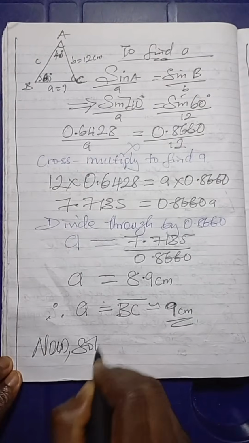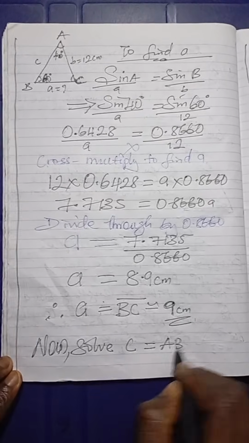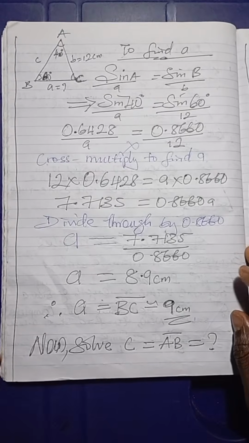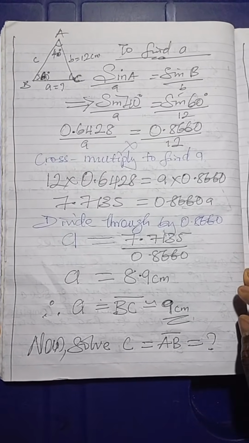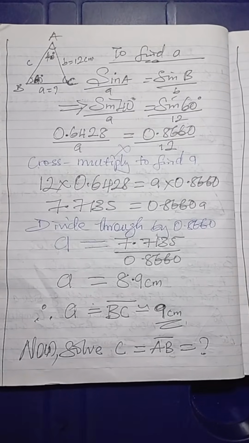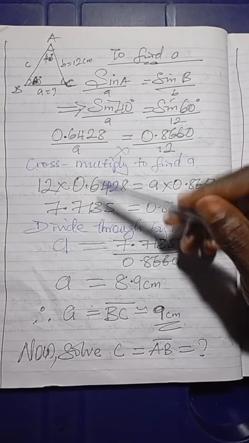Now solve C, which is what? Length AB. So share it in the comment section. Let me see if you have really understood what I have explained here before I proceed to the next example. I'll just give you a few seconds to solve. Remember, let me still recap here before you proceed to solve yours.